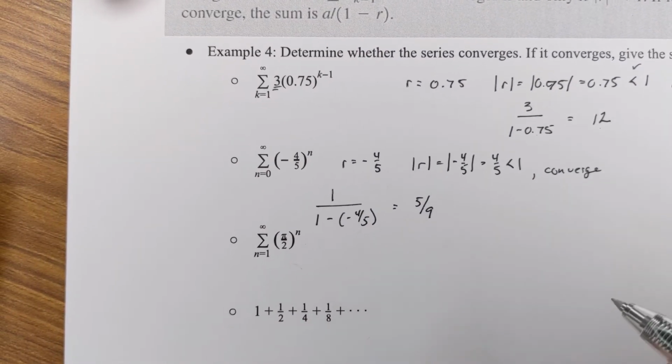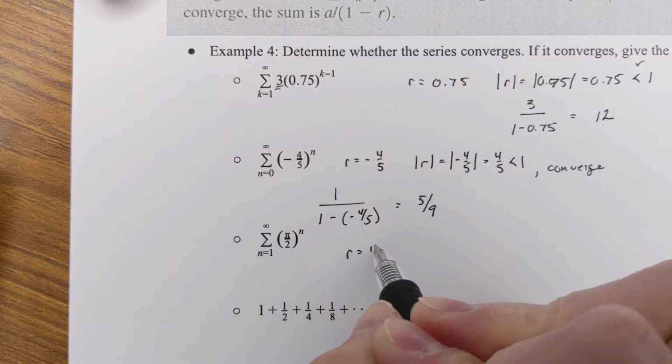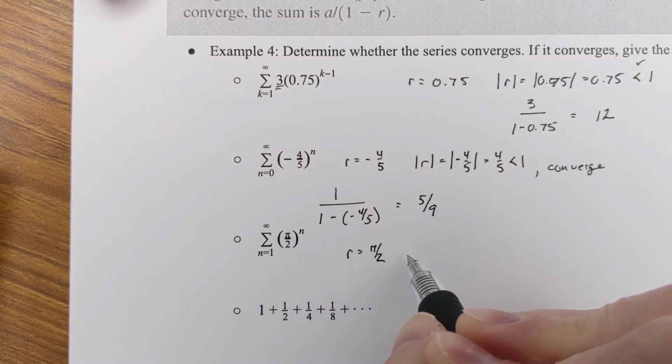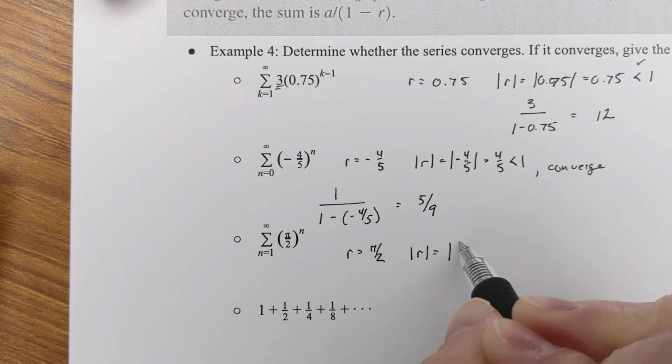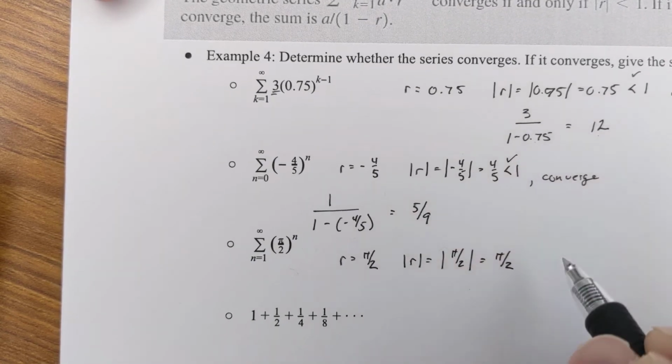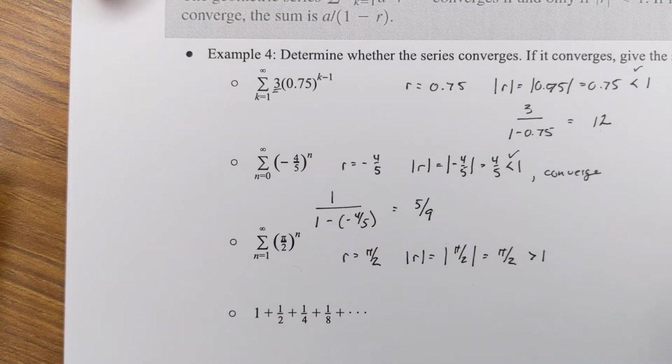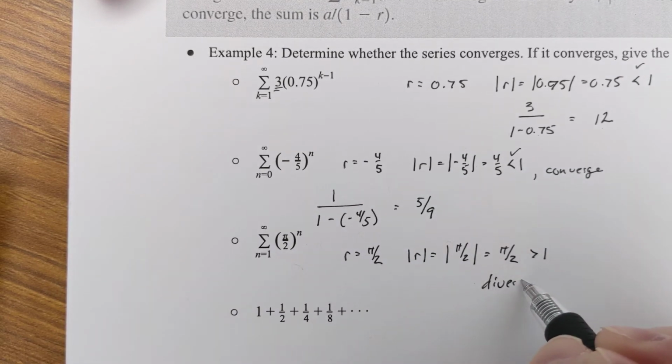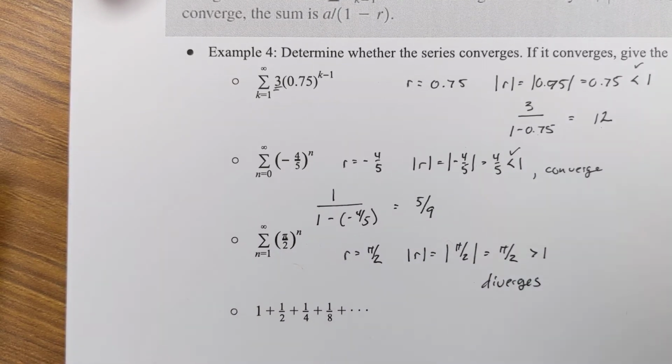Alrighty, so for this one, r is equal to pi over 2, so the absolute value of r is the absolute value of pi over 2, which is just pi over 2. But pi over 2 is greater than 1, so this diverges.